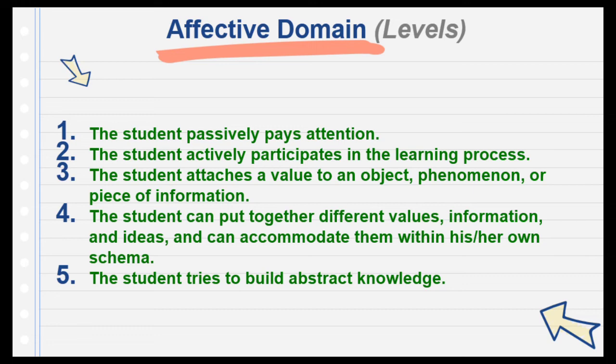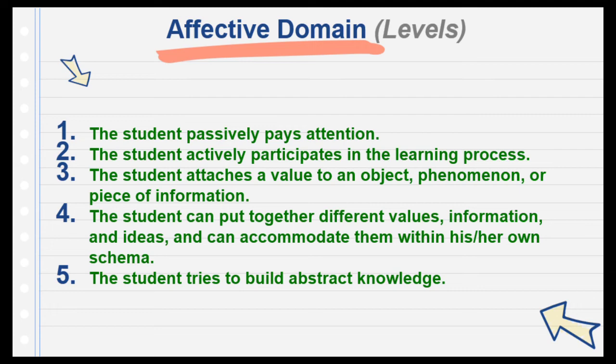There are 5 levels in the affective domain, moving from the lowest order processes to the highest. At the lowest level, the student passively pays attention. Without this level, no learning can occur. Receiving is about the student's memory and recognition as well.